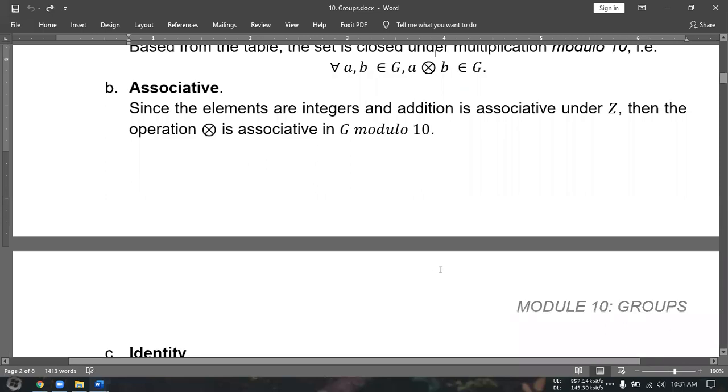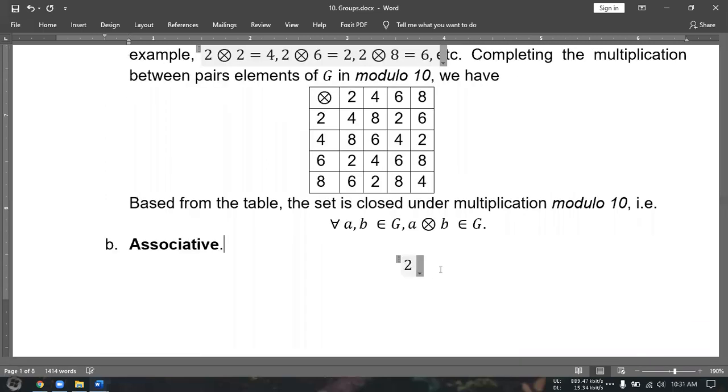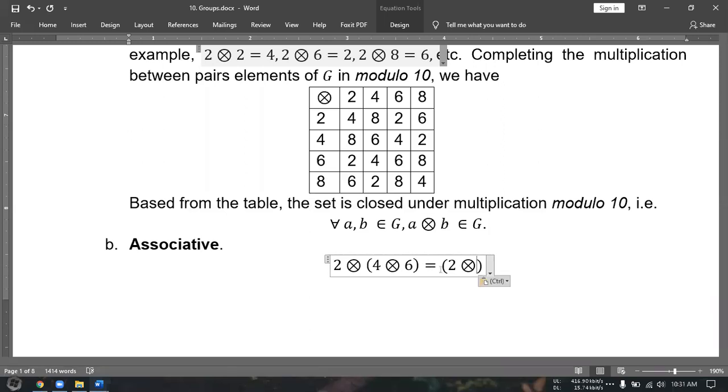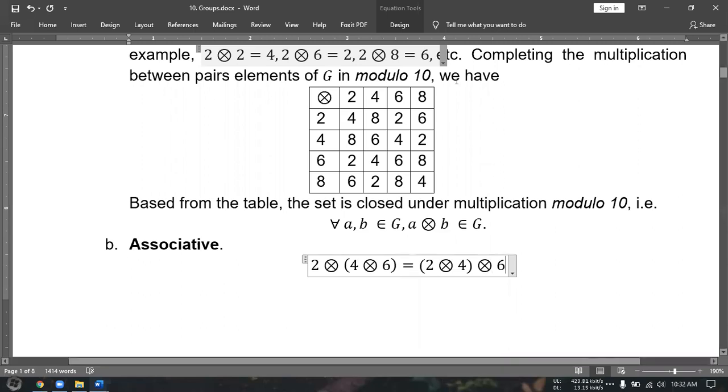Pick any value. Let's say 2 times 4 times 6. Is it the same as 2 times 4 times 6? Okay, this is the associativity law or property.